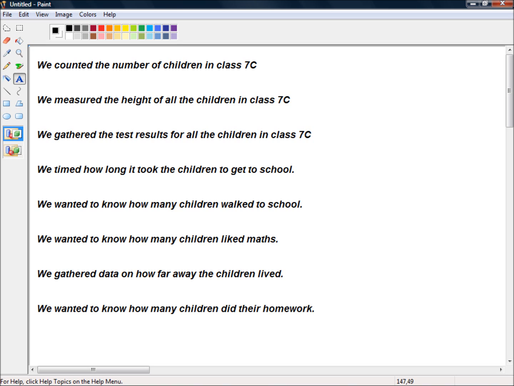I've got a number of statements here, and we want to know if the data collected is discrete or continuous. So our first statement is, we counted the number of children in class 7C. Well, that is going to be discrete because we're counting. Okay, so we can see here that's a count, so we know that this is discrete data. We measured the height of the children in class 7C. Well, the key word here is measured, so we know we're dealing with continuous data.